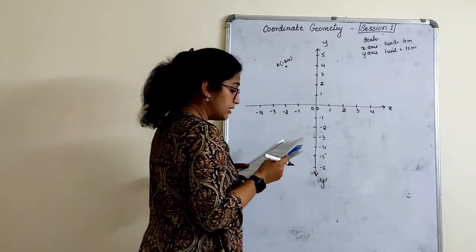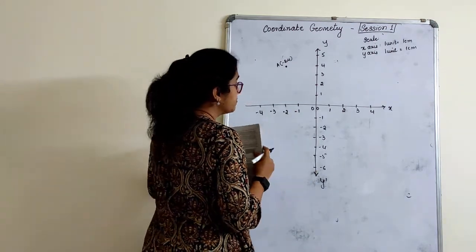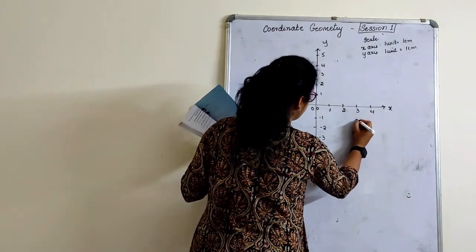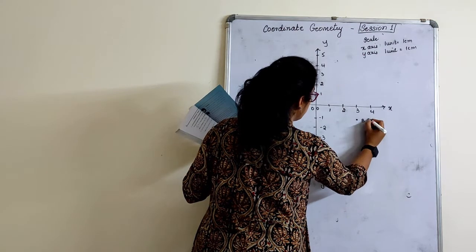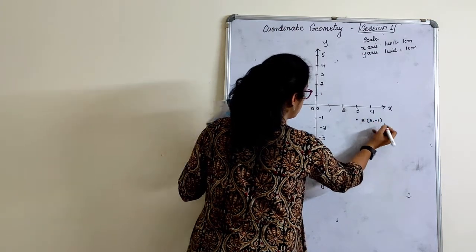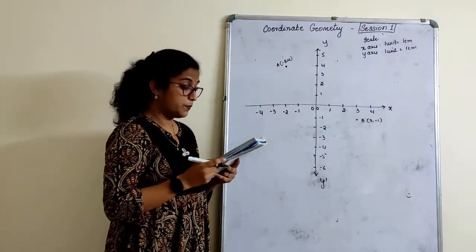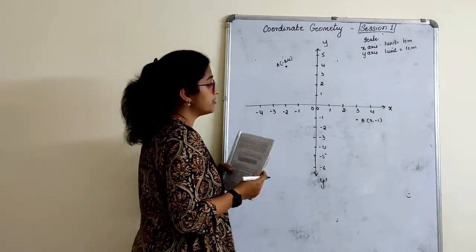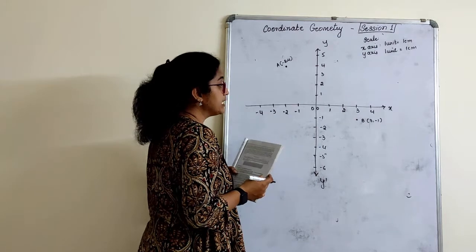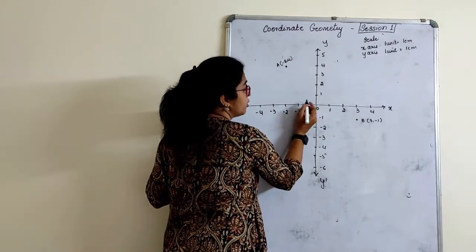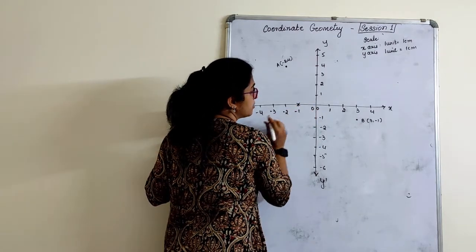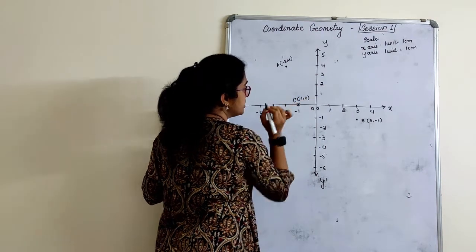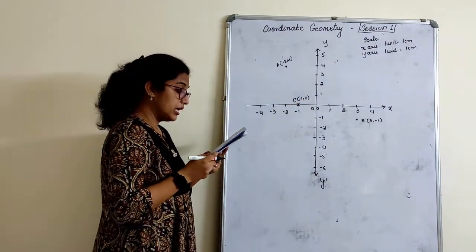Okay. Next is 3, -1. Where is 3? 3, -1 will come here. I'll take this as B. 3, -1. Okay. Next is -1, 0. Now -1 is on the x-axis. -1, 0. The point comes here only. So this is C. -1, 0. Okay.